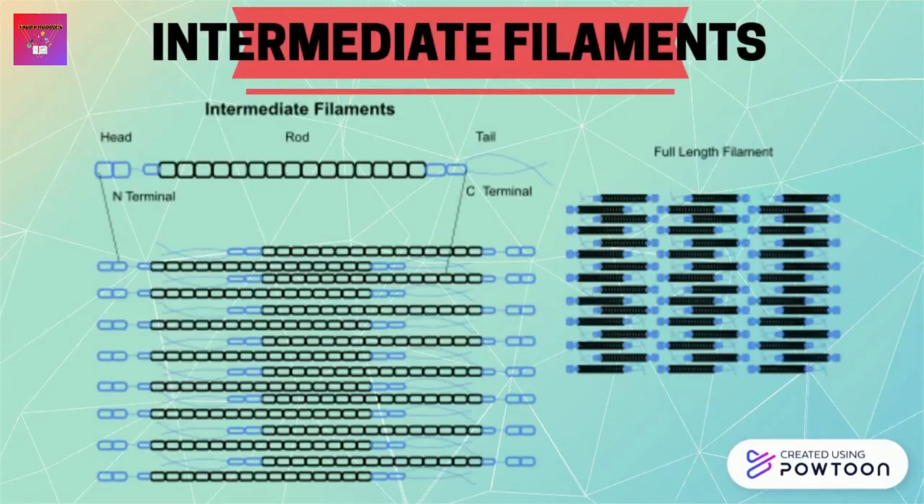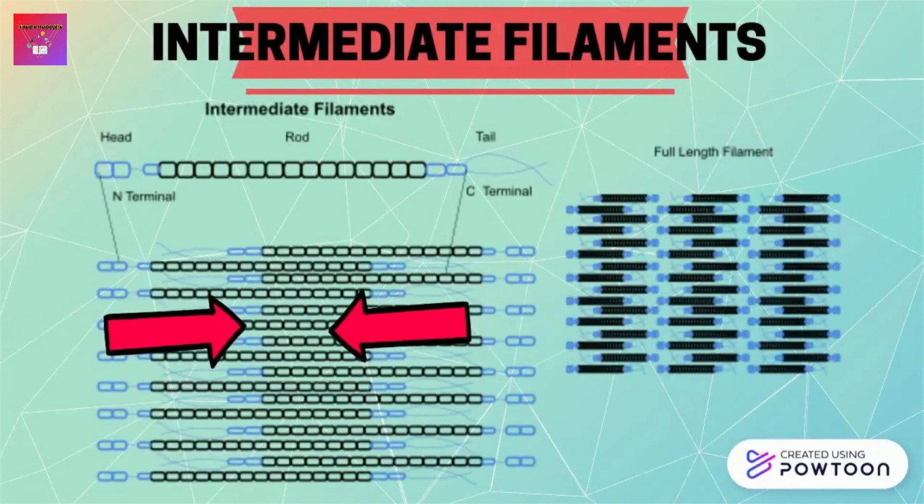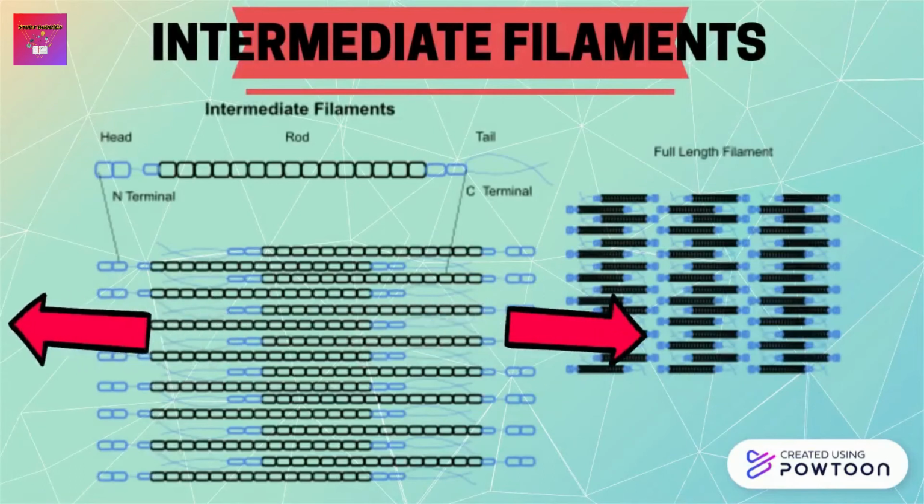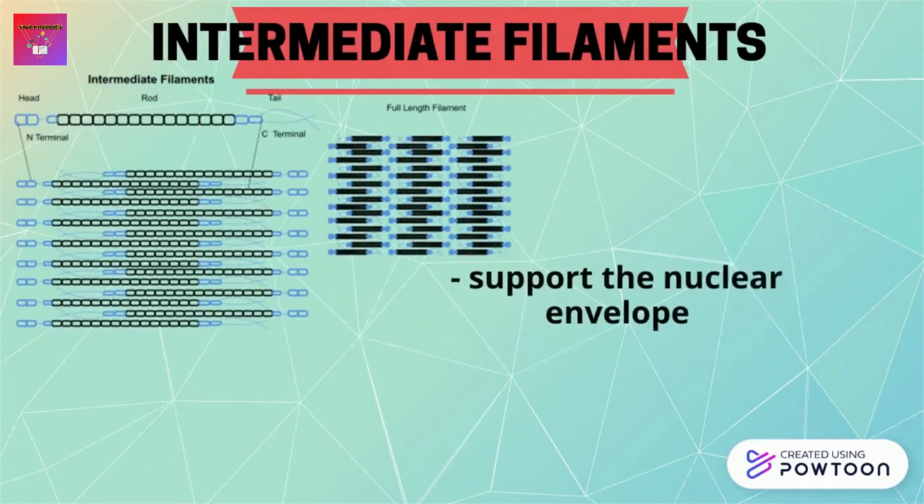Next, based on its name, intermediate filaments are intermediate in size between actin filaments and microtubules. They assemble a rope-like structure. As seen in the slide, intermediate filaments contract and relax as shown to bring about movement. Some of the main functions of it are to support the nuclear envelope and form cell-to-cell junctions to hold cells together. If not for them, our skin would just peel off when pinched.